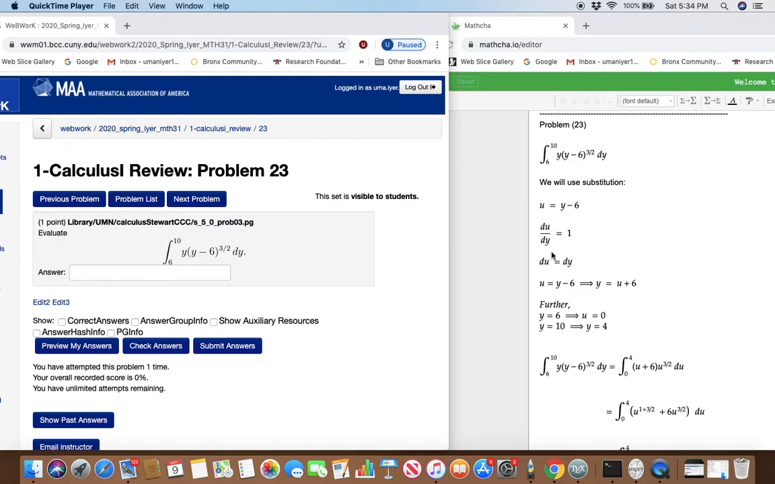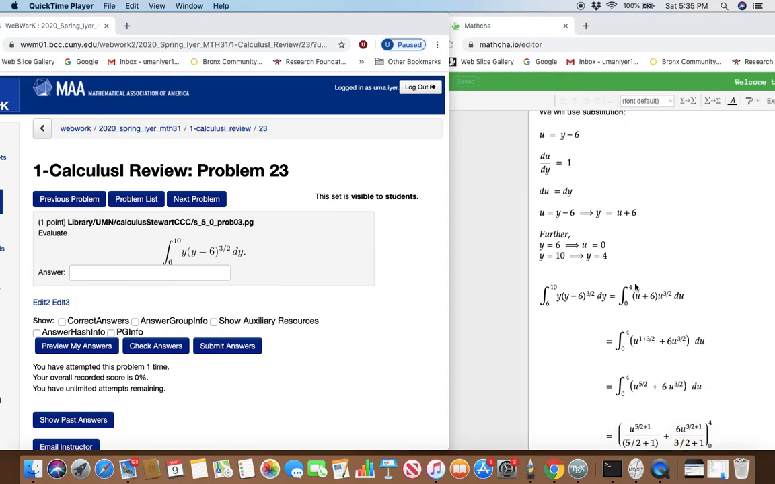Then du dy is 1. In other words, du is dy, so that's not a problem. So what do I do with this particular y? Well, if u is y minus 6, move the 6 over. Then y becomes u plus 6.